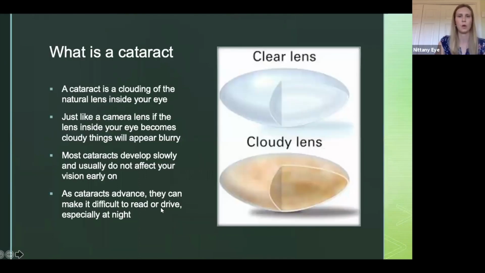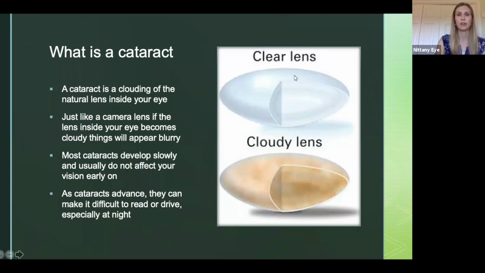All right, so what is a cataract? A cataract is basically just a clouding of the natural lens inside your eye. And just like a camera lens, if this lens becomes cloudy, things will start to appear blurry. Most cataracts develop very slowly, so they usually don't affect your vision early on. However, as they start to advance, they can make it difficult to read and drive, especially at night.